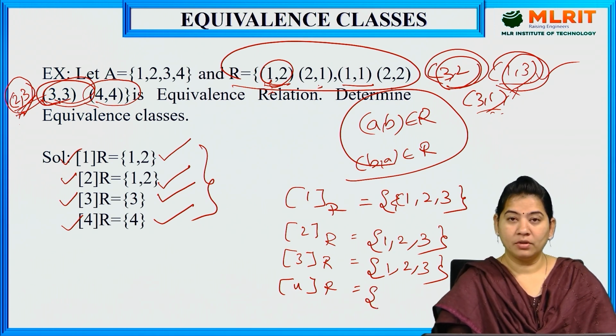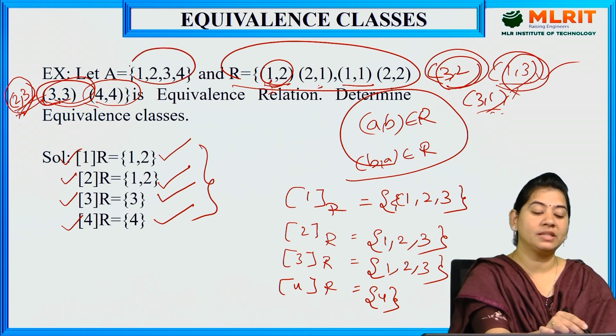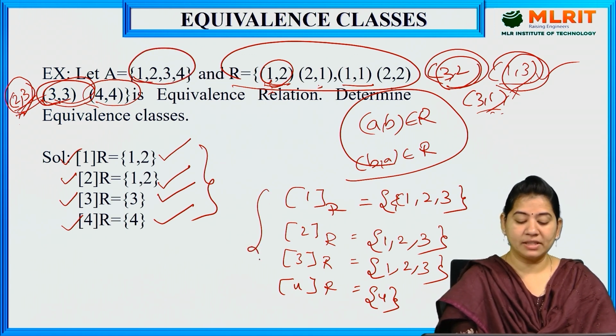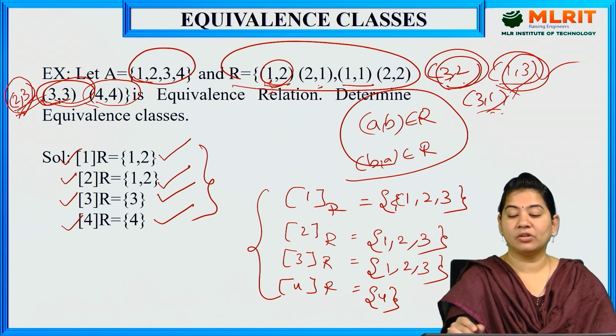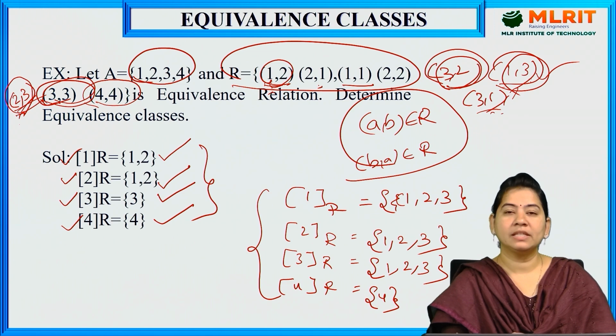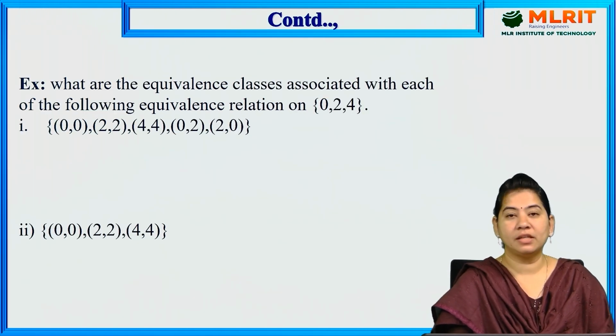And 4 is related to only 4 but not with any other element present in the set A. Then we'll get only 4. So these are the equivalence classes if we add these ordered pairs along with this given equivalence relation. This is how we need to find the equivalence classes. So next, let us see another example.